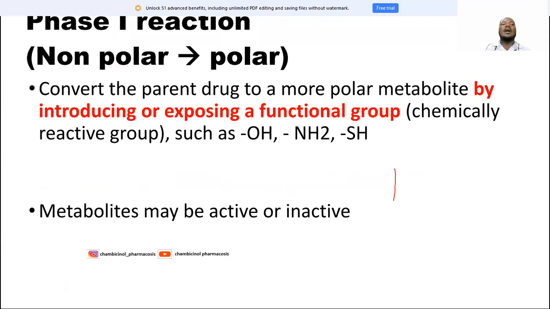Phase 1, the non-polar drug, which is lipophilic as usual, is converted into a polar one, and it involves the parent drug getting exposed to a particular functional group, which is polar. So this includes introduction of a polar functional group, like the hydroxyl group, the amine group, the thiol group. This group will make the parent drug polar. So once it is polar, then it will be excreted. So the resulting metabolite here might be active or inactive.